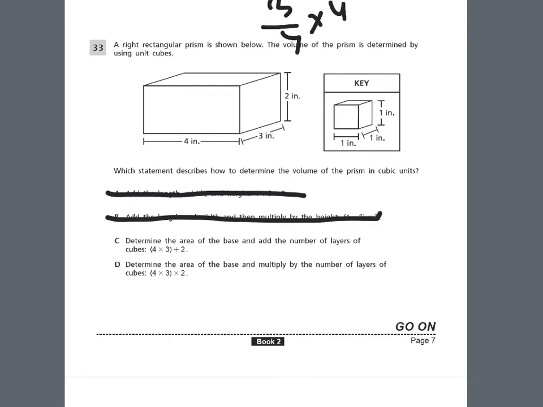C, determine the area of the base and add the number of layers. Or would it be determine the area of the base and then multiply? And that's 4 times 3 times 2. So it will be the letter D. Because 4 times 3 is called the base or the area. That's 12. And then you would do 12 times 2. And that's what D is telling us to do.